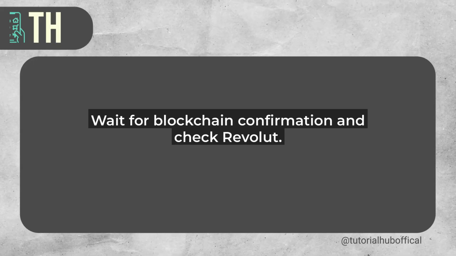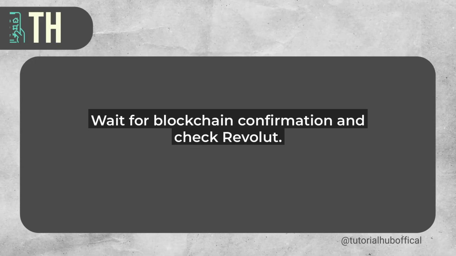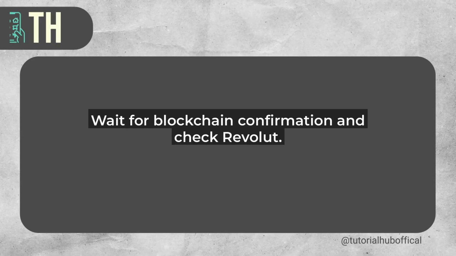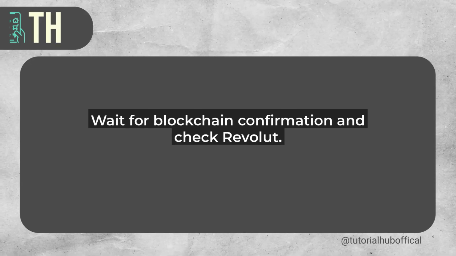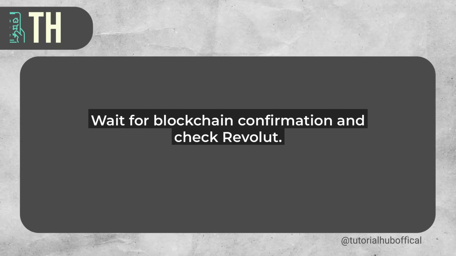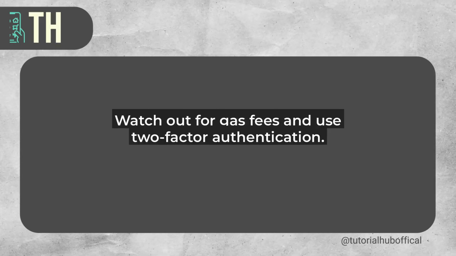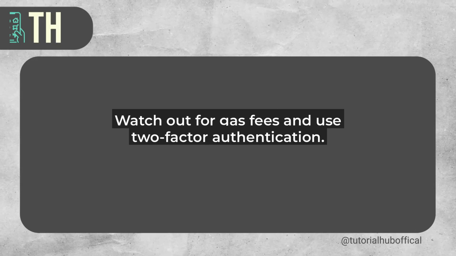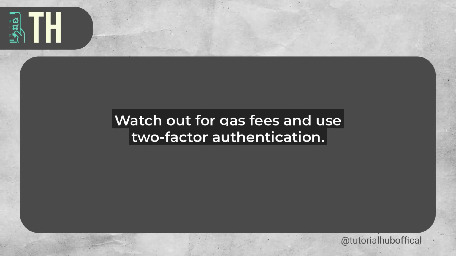Step 4. Wait for the transaction to process. Blockchain confirmations can take a few minutes to an hour, so grab a coffee while it happens. Once it's done, check your Revolut app to see your Ethereum arrive. If it doesn't show up, don't panic. Head to the transaction history on both platforms to troubleshoot.